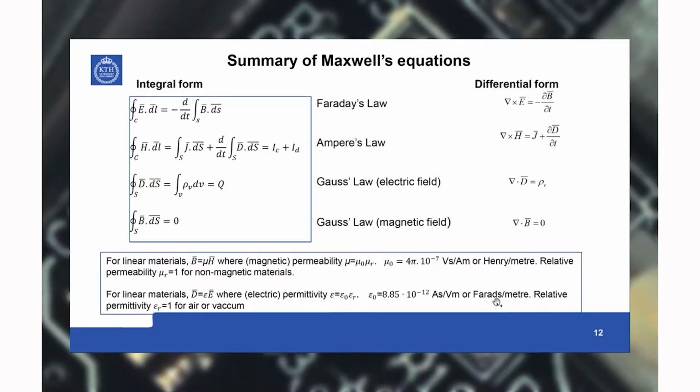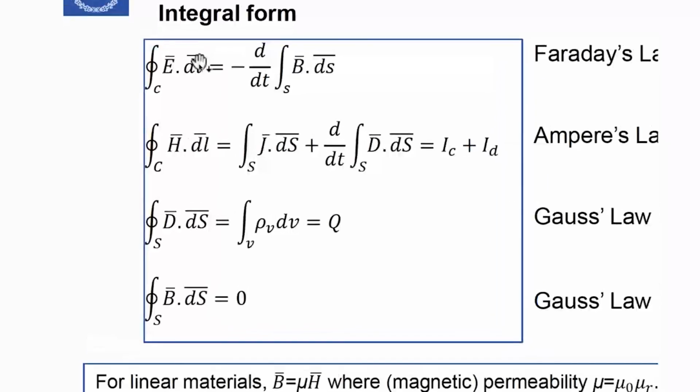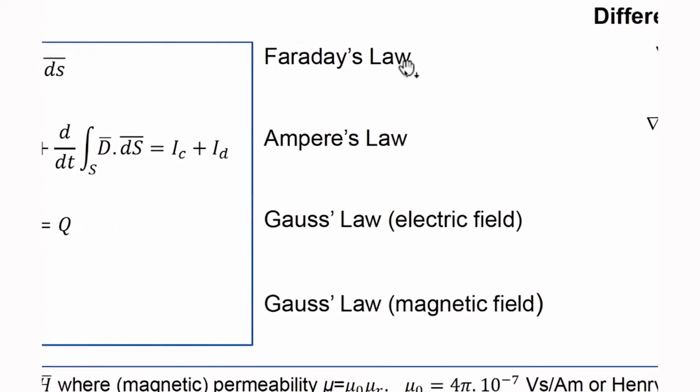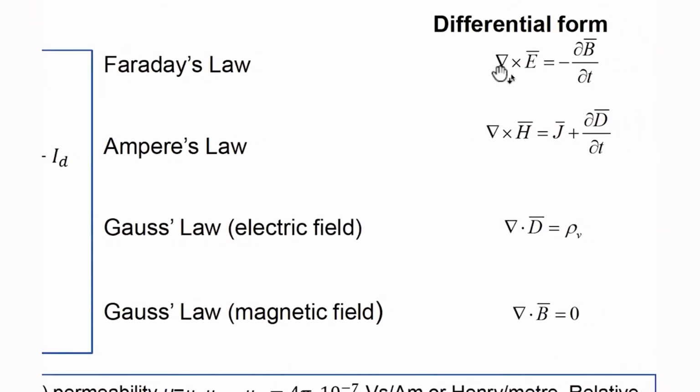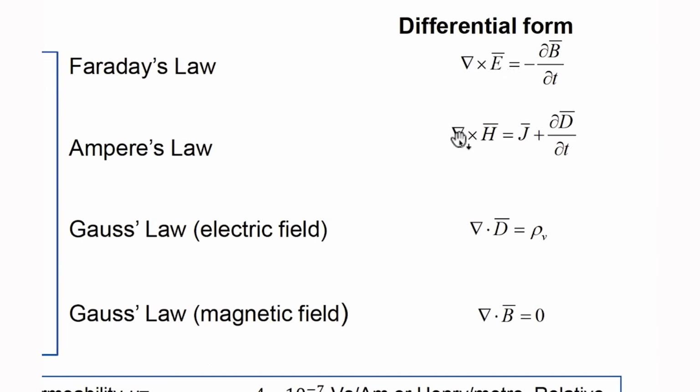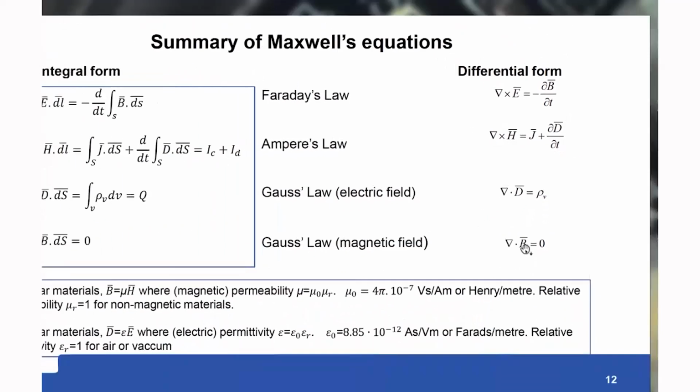Now here is a summary of Maxwell's equations. So here the four Maxwell's equations are given in the integral form. They are nothing but Faraday's law, Ampere's law, Gauss's law for electric field, and Gauss's law for magnetic field. And opposite to that, the differential form of the Maxwell's equations, or these laws, are also given. Now here we have E and D are related. Similarly, H and B are related.